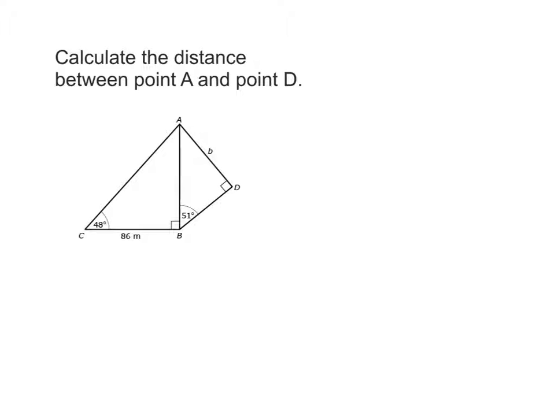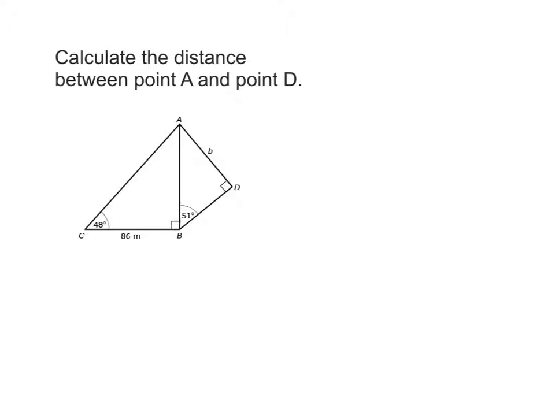Okay, here's the second one. Calculate the distance between point A and point D, which is labeled as B, right? Here's A, here's D, so this is the one we're trying to find. It's labeled B. This question is similar to the last one in that it has a side that's common to both triangles, and we're probably going to have to find that side.